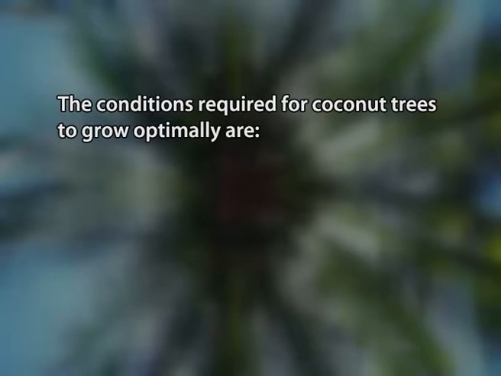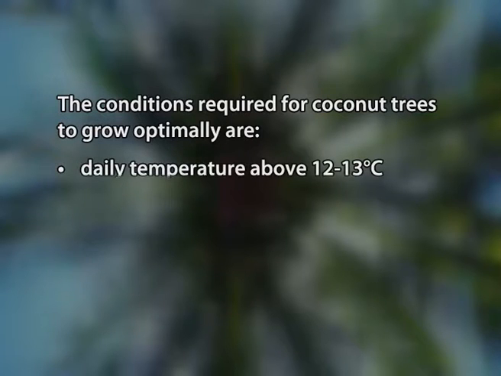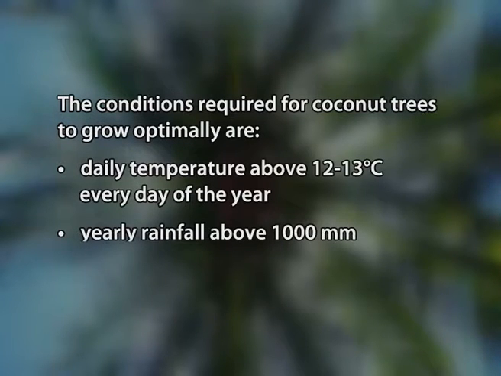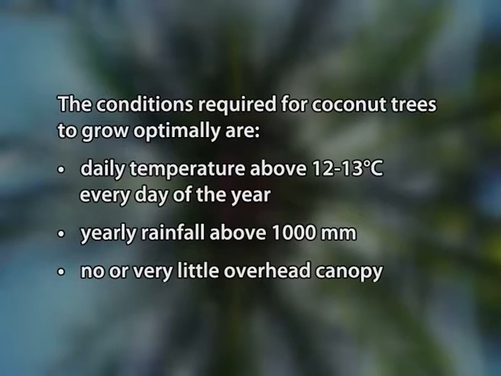Now, the conditions required for coconut trees to grow optimally are: first, mean daily temperature above 12 to 13 degrees Celsius every day. Second, mean yearly rainfall above 1000 millimeters. And lastly, no or very little overhead canopy.